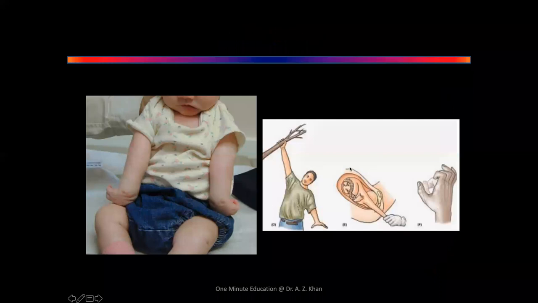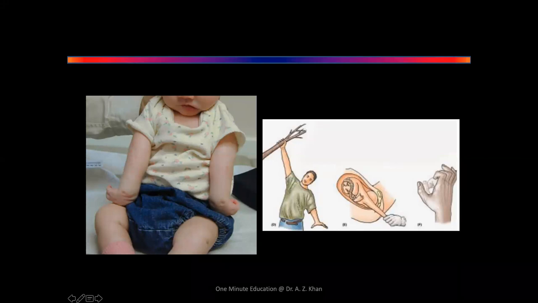These are the three ways you get this one. Either a hyperextended arm with a sudden stretch to the scapula, or when you're delivering a baby, you hold the arm instead of the head and pull the arm to deliver the baby out. These are the two ways you get this injury.